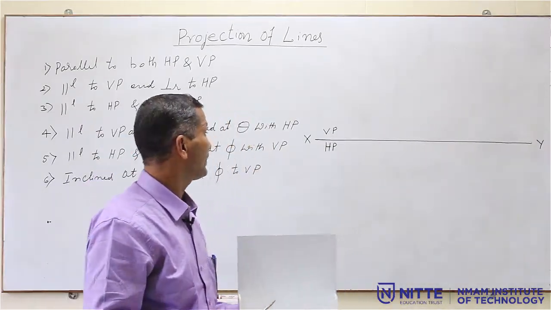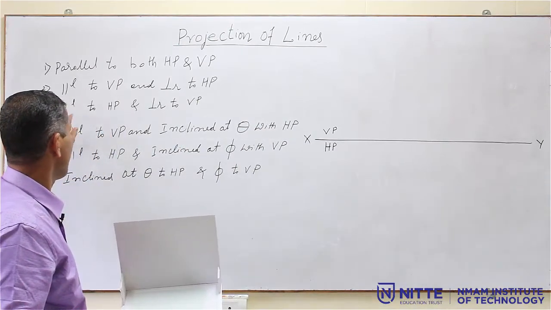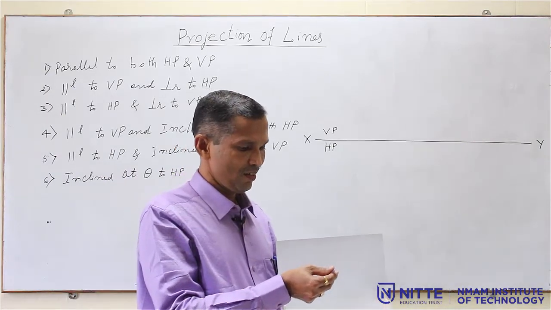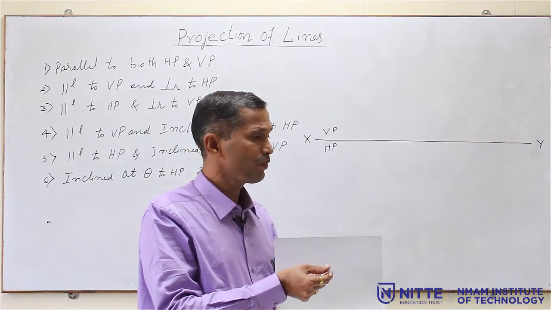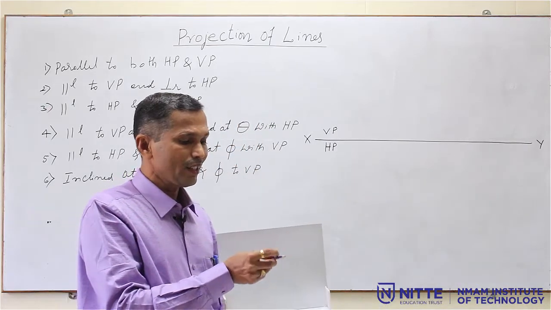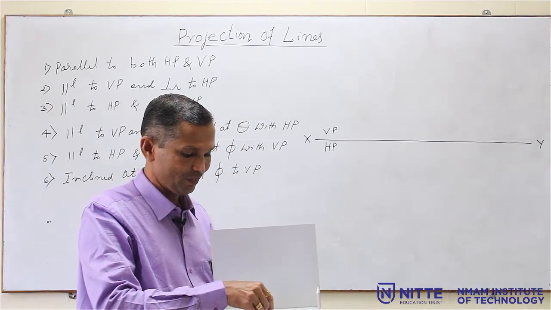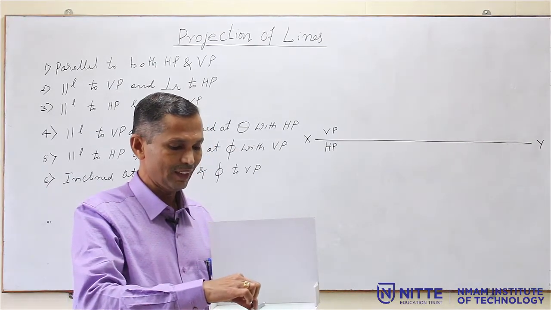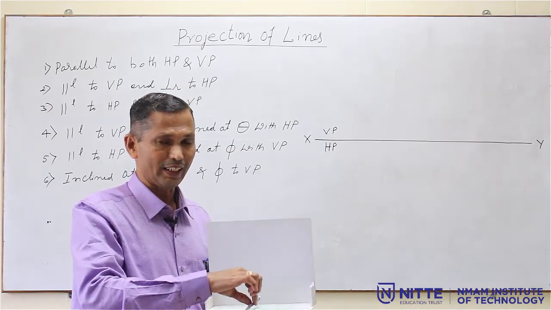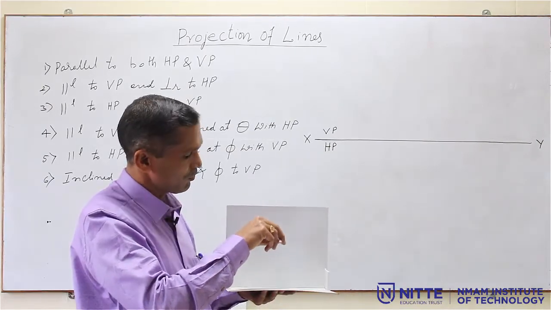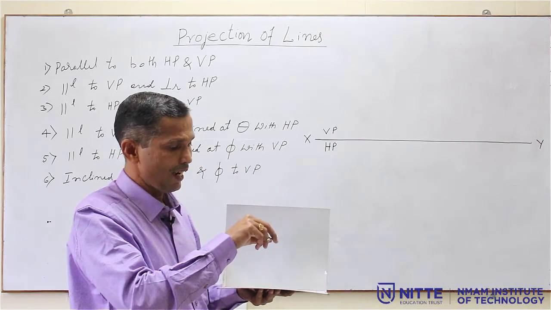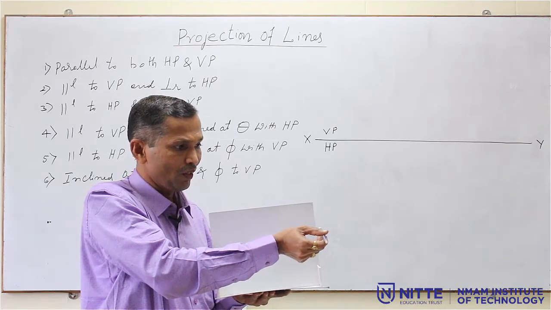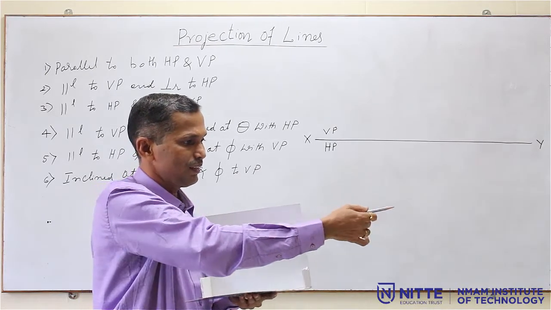We will move to the third condition now, that is parallel to HP and perpendicular to VP, like this, parallel to HP and perpendicular to VP. Now, here you can see the top view is a straight line. What is the length of this? Length of this is same as the length of the straight line. Then what is the front view? Front view will be a point, like this, and profile view will be a straight line like this, and I have to rotate the profile plane to VP. So, that means it becomes like this.